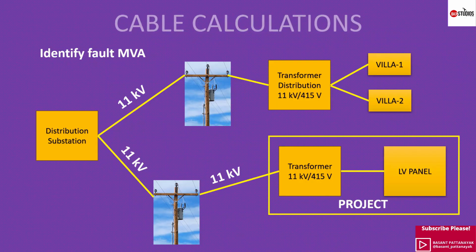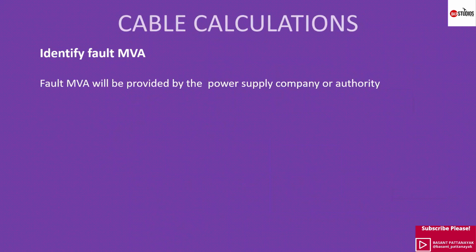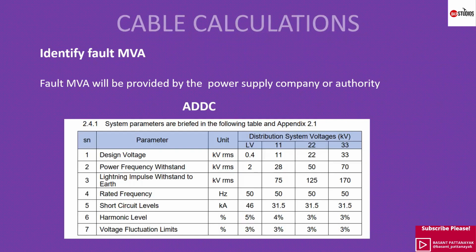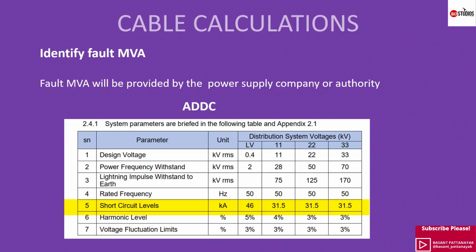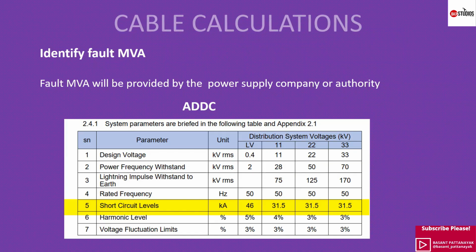This fault MVA level is given by the power supply providers. You can approach your power supply provider in your area. They will give you the design consideration for fault MVA for your project. This is an excerpt from the design guidelines of ADDC, Abu Dhabi Distribution Company. You can see the short circuit levels are directly given there. You don't need to calculate fault MVA. The short circuit levels are directly provided. Just substitute this value in the cable sizing equation, and you can find the cable sizes.